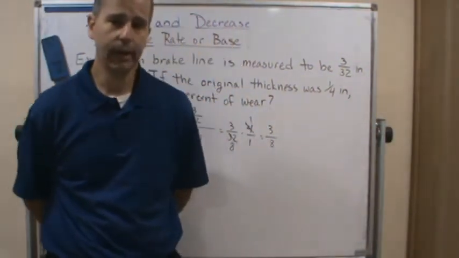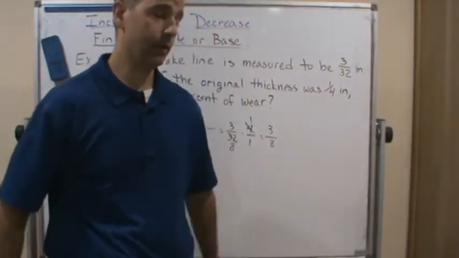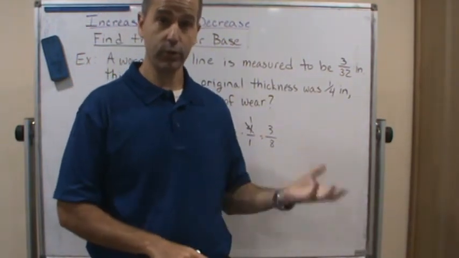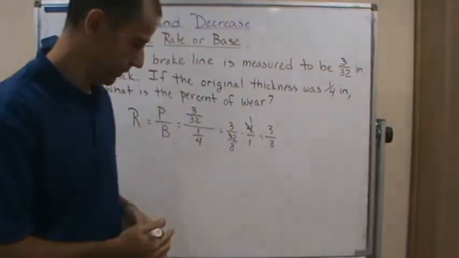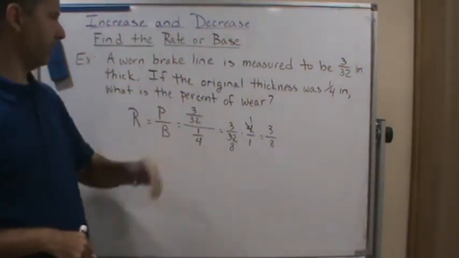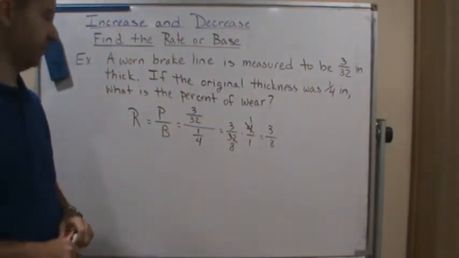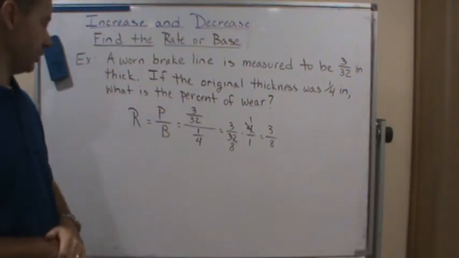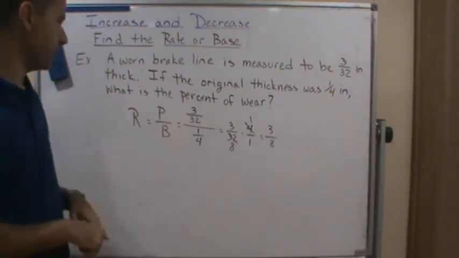Okay, so welcome. In this example, we're going to talk about how to calculate the percent change. We're going to use the steps in the last video to help us do this. In this example, we have a worn brake line that's measured to be 3/32 of an inch thick. The original thickness was 1/4 of an inch, and they're asking us what is the percent of wear.